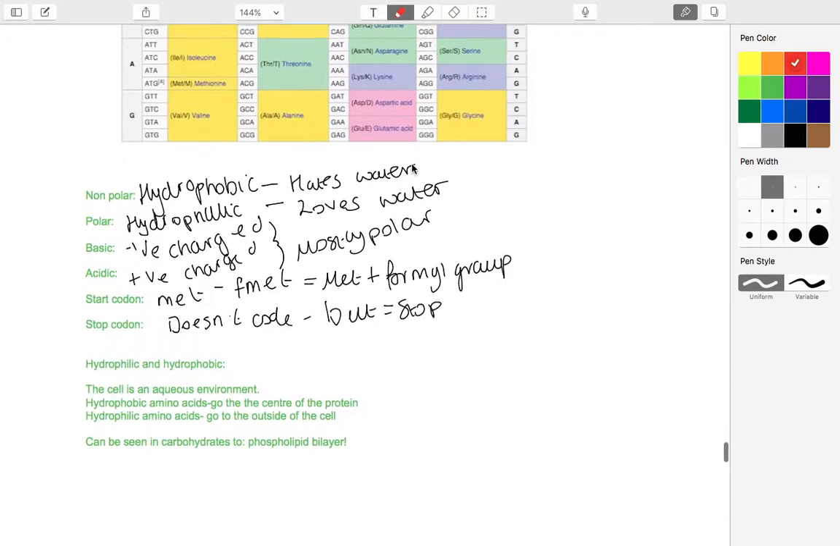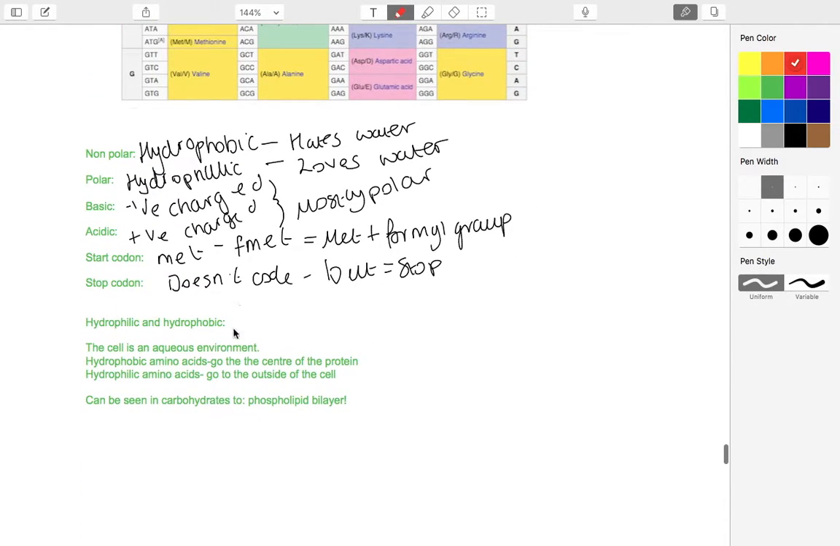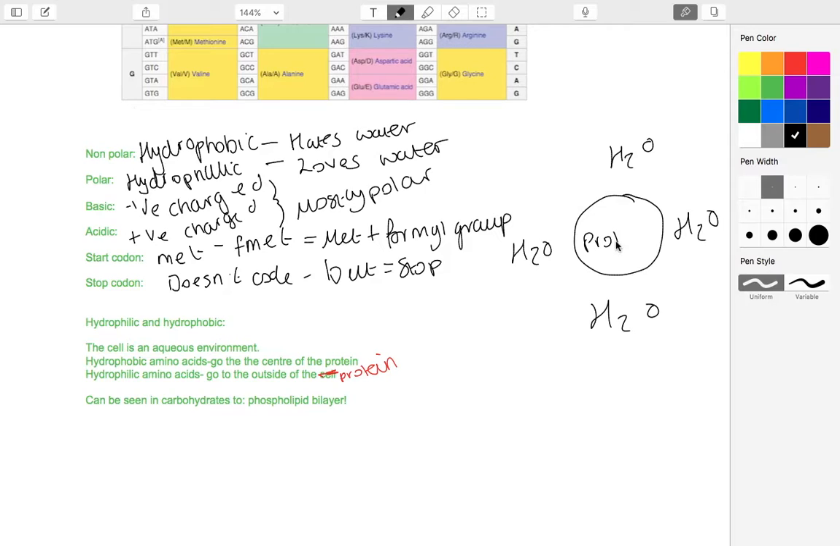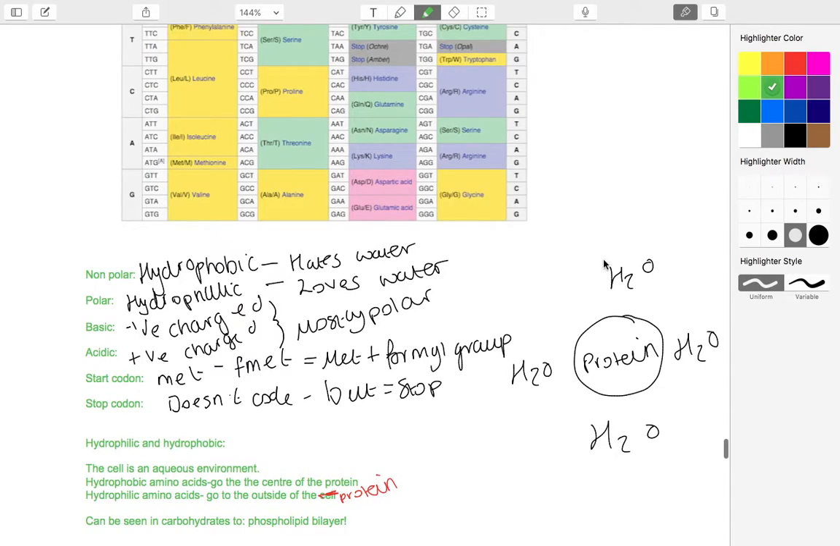So I'll just do a quick example. The cell is an aqueous environment. Hydrophobic amino acids go to the centre of the protein, out of the water, and hydrophilic go to the outside of the protein. Sorry, not the outside of the cell, what an error. The outside of the protein. So essentially, if I just draw a quick, this is our cell, H2O, this is our protein, H2O. So I stop calling it a blooming cell.